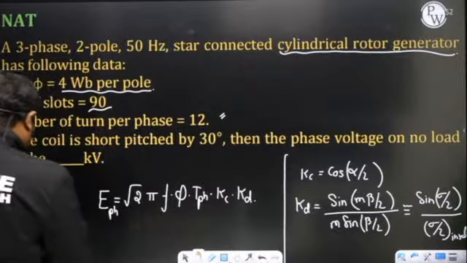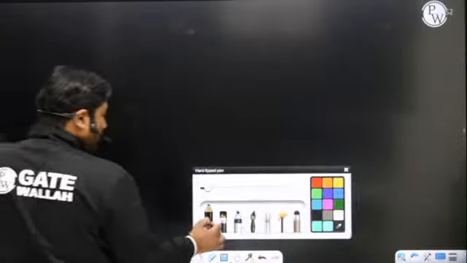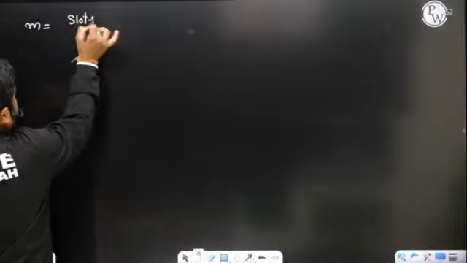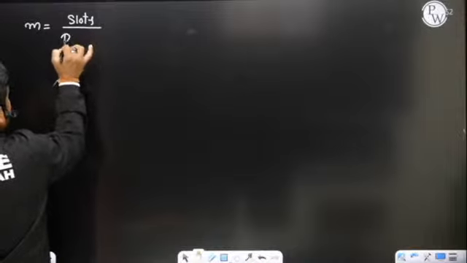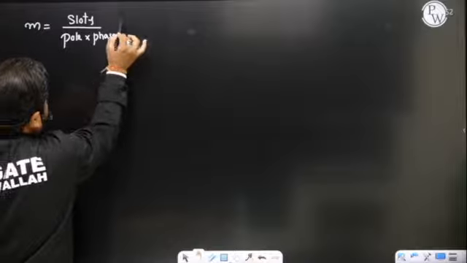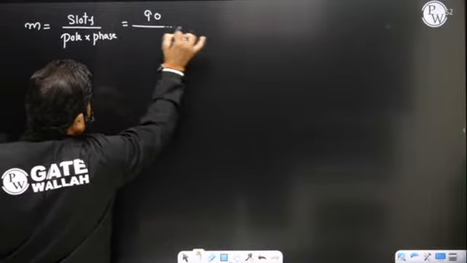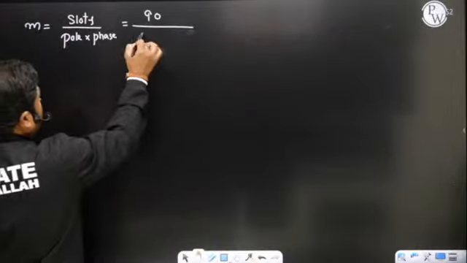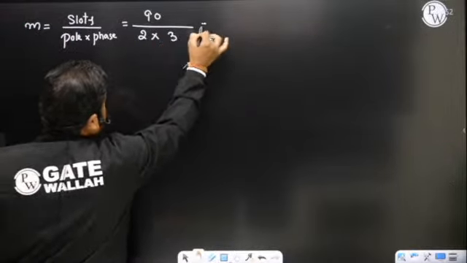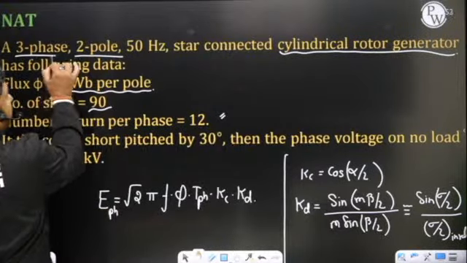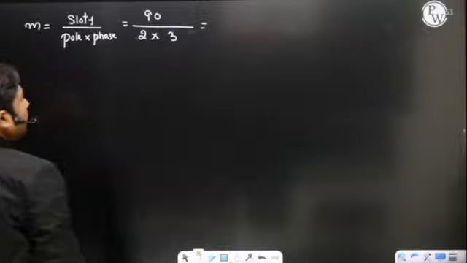Okay, so let's solve this. First I need to find m. What is m? M is called the number of slots per pole per phase. How many slots? 90. How many poles? This machine is of 2 poles. And phases 3, given that it is 3 phase, 50 hertz, star connected.